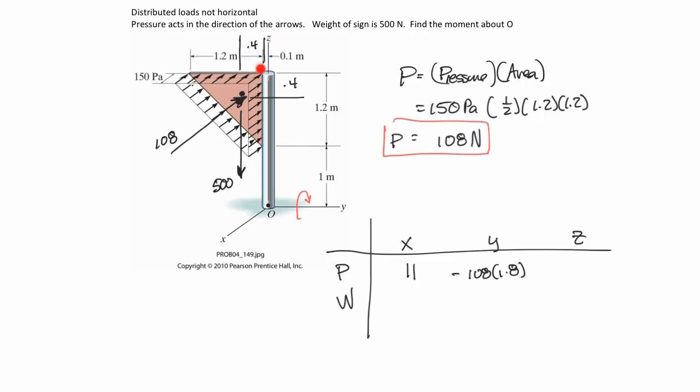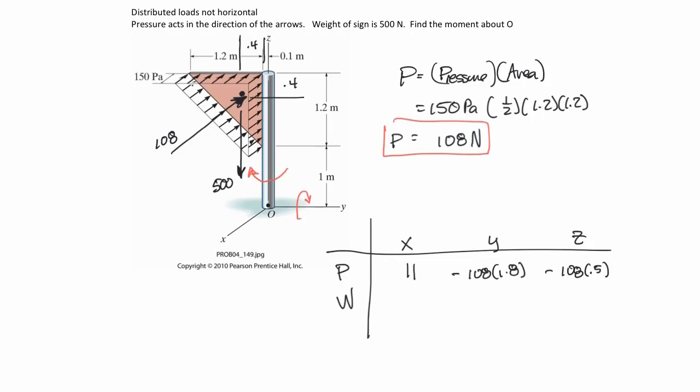It is 0.4 to the edge of the sign plus 0.1, because it's offset just a little bit. The diameter of the post there looks like it is 0.2, so that's going to be 0.5. And so I'll go ahead and put that in there, 108 times 0.5. Now is that positive or negative? Well, it's trying to rotate in this direction, so if you put your right-hand rule on that, that would show that that would be a negative.